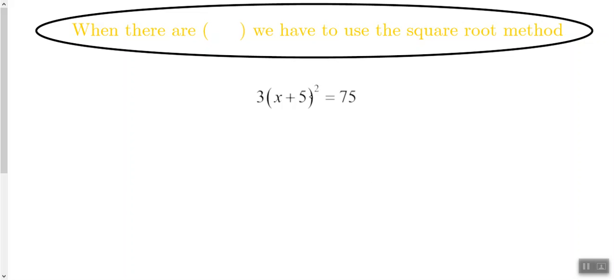Notice it still has the squared, so it's going to be considered a quadratic. But the difference between these problems and the ones we were just working on is that we now have parentheses. So whenever we have these parentheses, we have to use the square root method. The first thing we need to do is get these parentheses all by themselves. You cannot distribute because it has an exponent, so you can't distribute in this case.